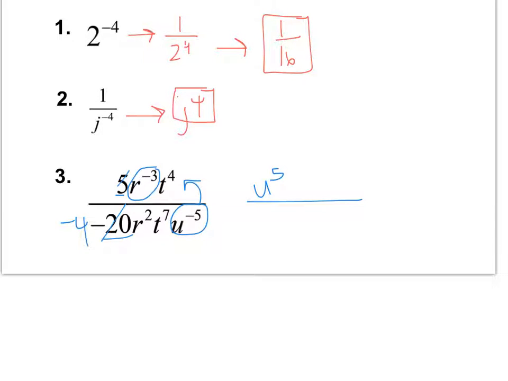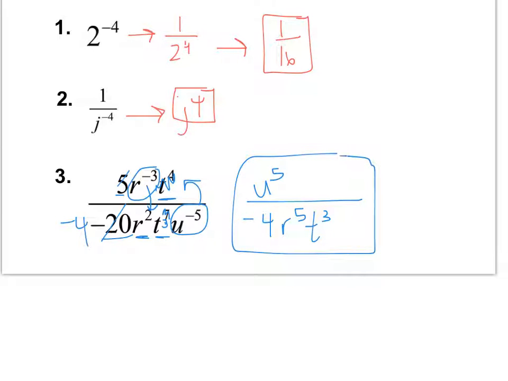And then if I bring down 3 r's, I already have 2 r's in the denominator, so I combine them and I really add the exponents. And so I get r to the positive fifth. And then t to the fourth over t to the seventh, if I take away 4, I'm left with 3. So t to the third in the denominator. And that would be my answer for number 3.